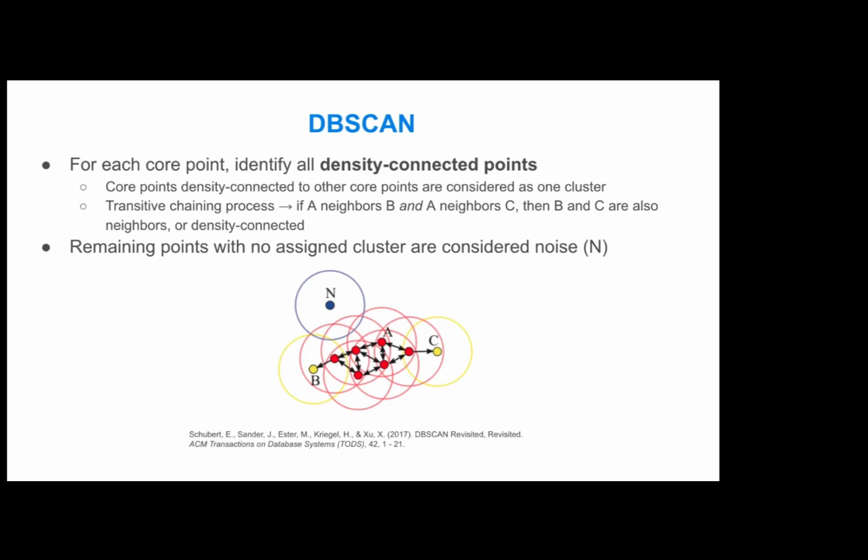And then once you've gone through that process, any remaining points that have no assigned cluster are considered noise. And these are essentially going to be outliers that do not count as part of any cluster.